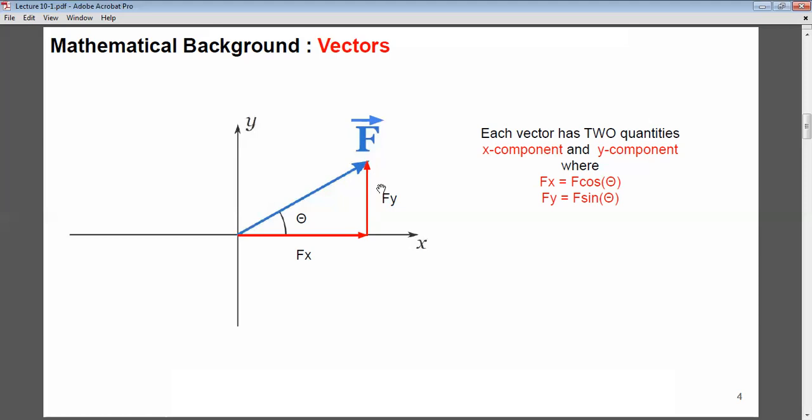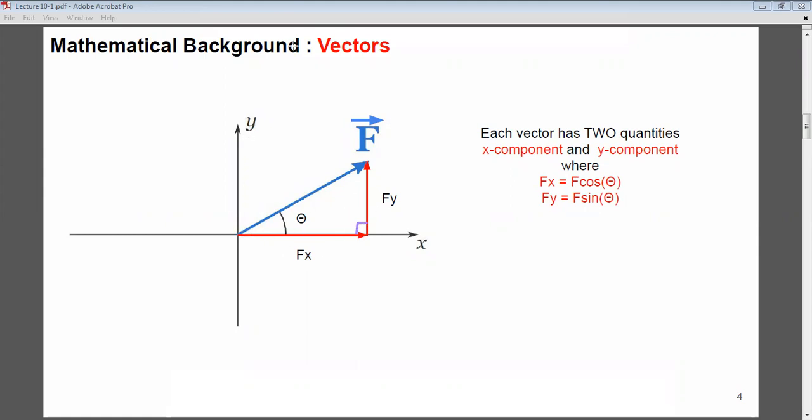So each vector in 2 dimensions has two components, an x component and a y component. How do I draw the x component? I go on the x-axis until I reach the tip of vector F. Then I go along the y-axis until I reach the tip of vector F. Notice I must have a 90-degree angle between the x and the y component, just like I have 90 degrees between the x-axis and the y-axis.